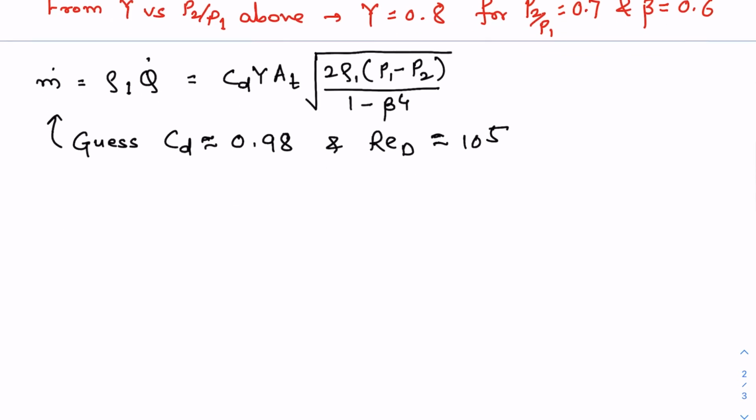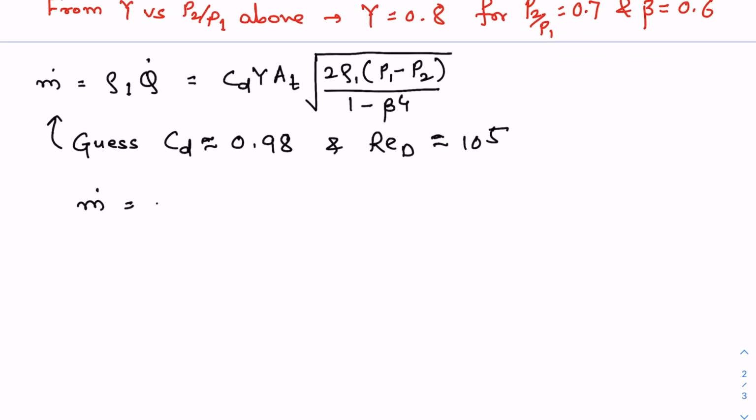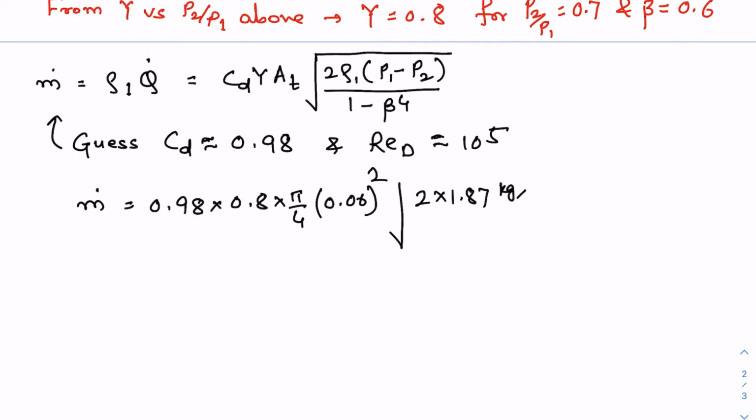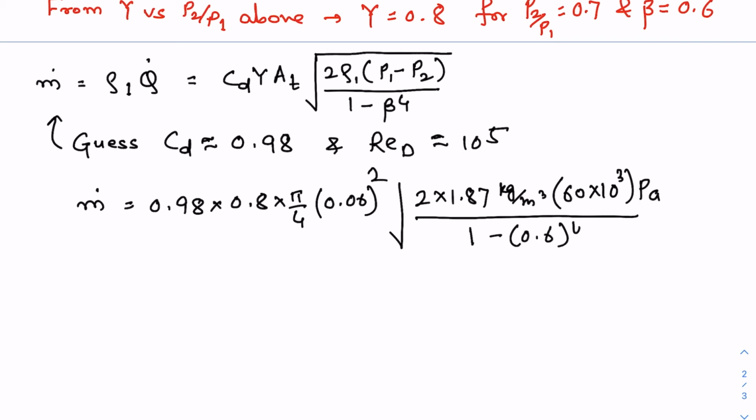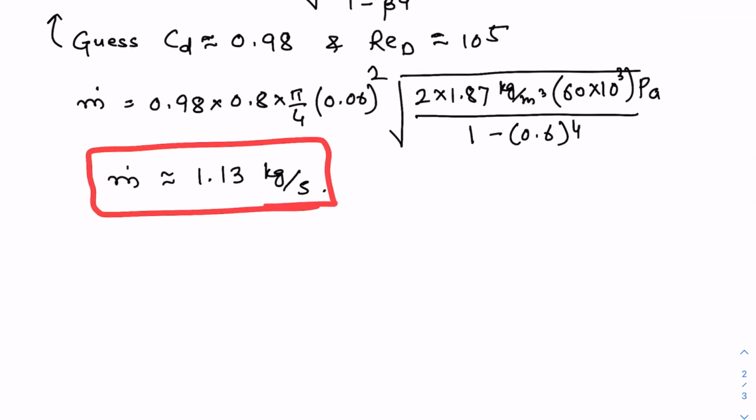Then by substituting these here, you'll find out that m dot is 0.98 times 0.8 times pi by 4 into small d square, which is 0.06, 6 centimeters square, times square root of 2 times 1.87 kg per meter cube times the pressure drop of 60 kPa, so basically 60 times 10 power 3 pascals, divided by 1 minus 0.6 power 4, because beta is 0.6. And if you calculate this, m dot comes out to be equal to 1.13 kg per second. So this is the guessed mass flow rate through the pipe.